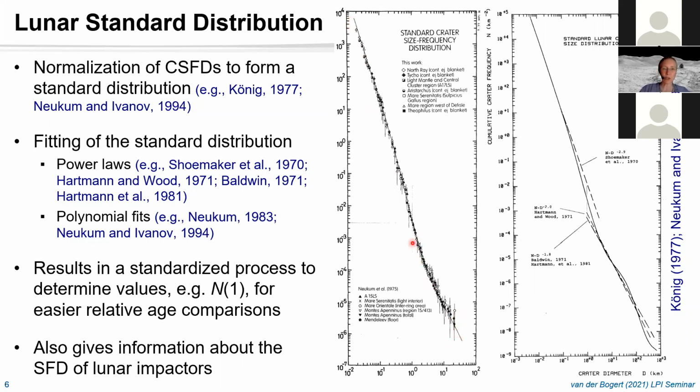So for this production function, now we have an empirical measurement that can then be fit with a mathematical function. Okay, and this was done in many different ways. There was the possibility of fitting it with power laws on the different branches, because you notice that there are slightly different slopes in different parts of it. And Neukum decided in the end to do a polynomial fit so that he has one function rather than having it piecemeal. Okay, so then you have this function. You can use that to fit your CSFD that you've measured and calculate your N(1) value, so that you can compare the ages of your units more easily with each other.